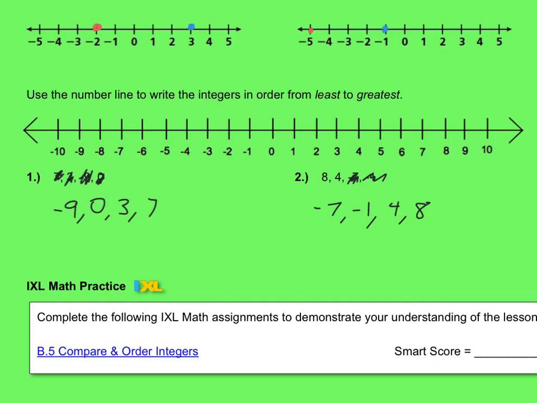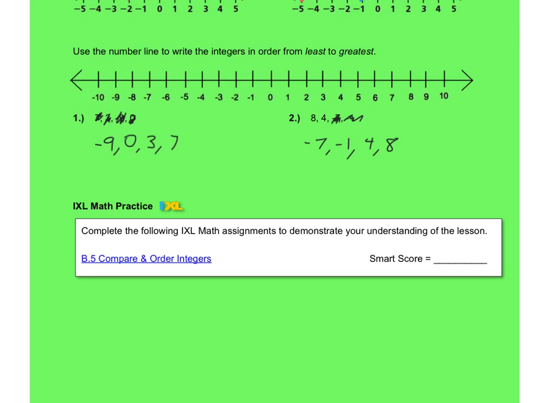A lot of you guys will be really good at visualizing it, but I want you to mark it just for practice. You have 2 assignments for this lesson. One is B5, comparing and ordering integers. And then I want you to do the blue assignment on this. If you have any questions, let me know.